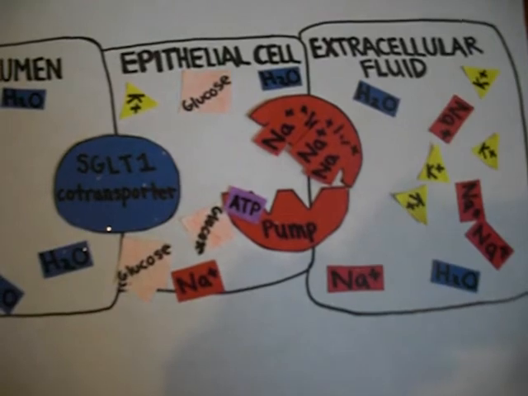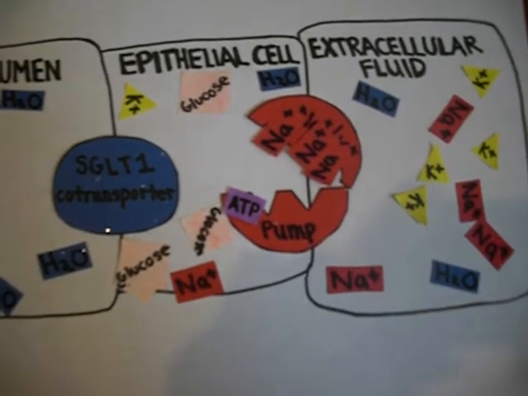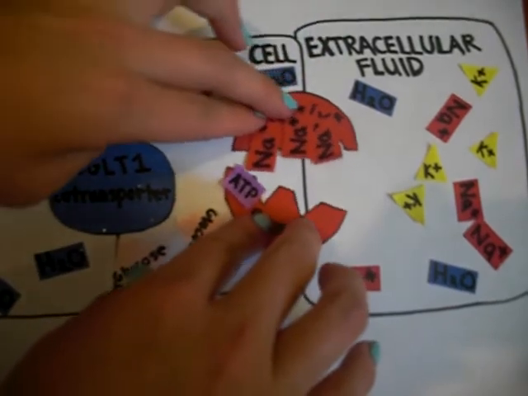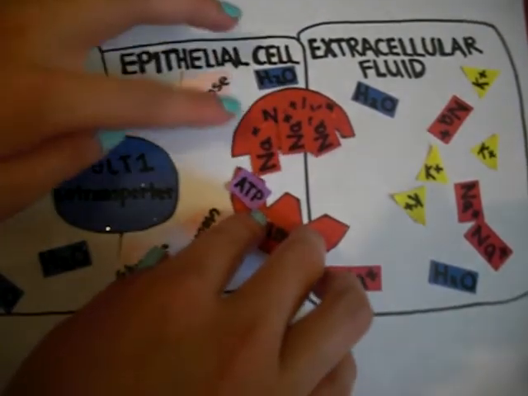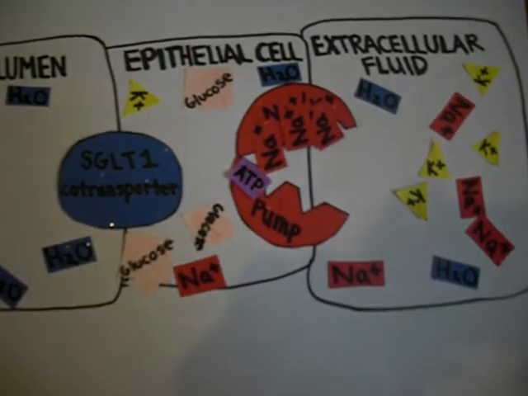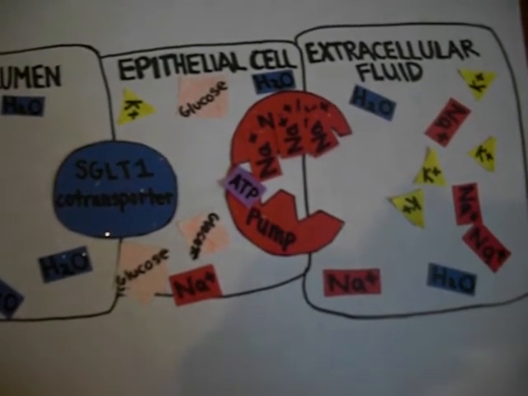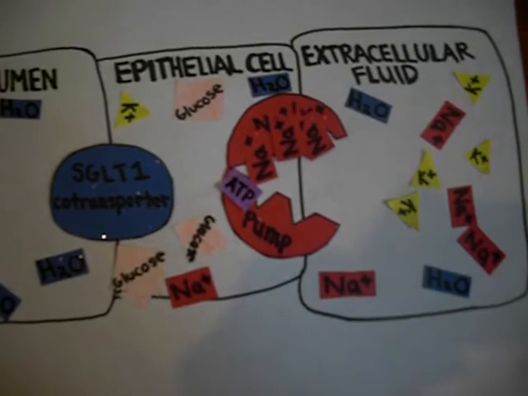The ATP hydrolysis phosphorylates the pump and induces a conformational change. The phosphorylated form has a decreased affinity for sodium, which allows it to diffuse away into the extracellular fluid.